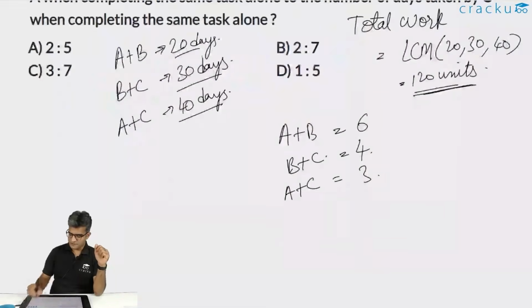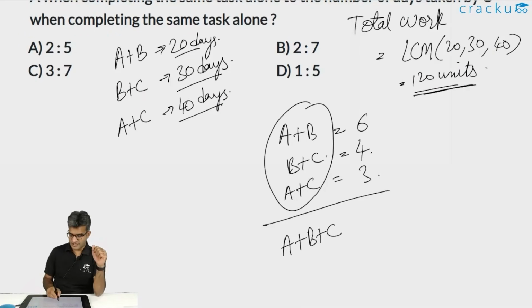So all three of them together, A plus B plus C, if you are adding all of them, you are going to get A plus A, that is 2A, B plus B, 2B, C plus C, 2C. This will be equal to 6 plus 4 plus 3 divided by 2, which is equal to 6.5 units.